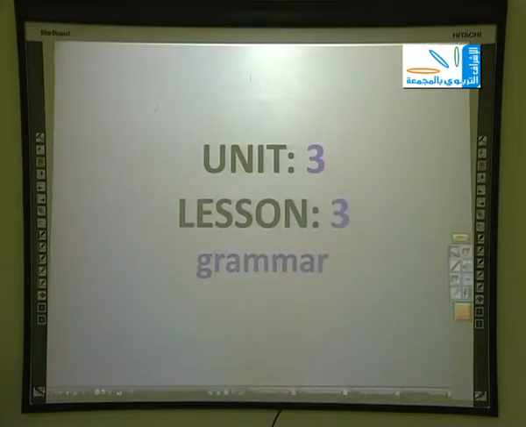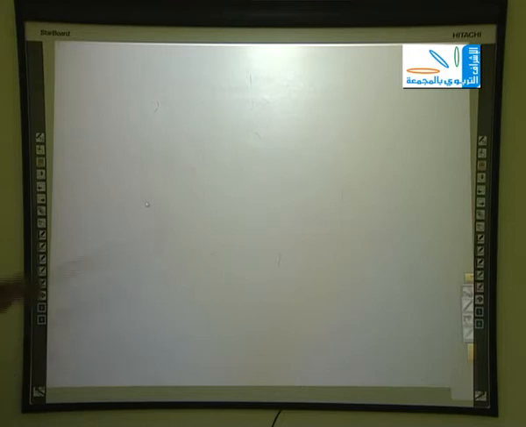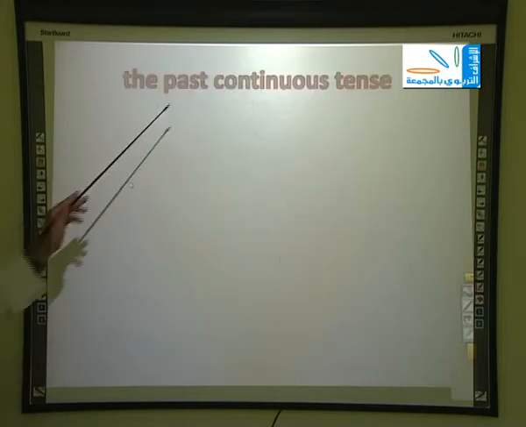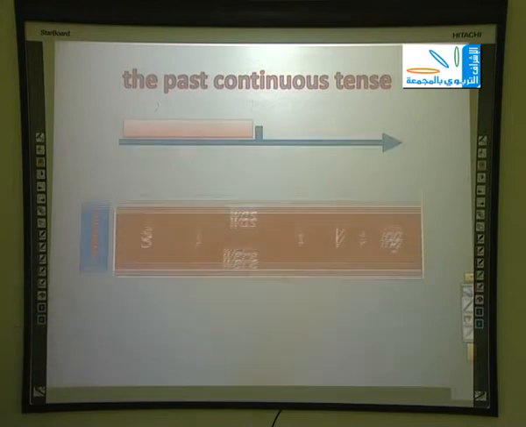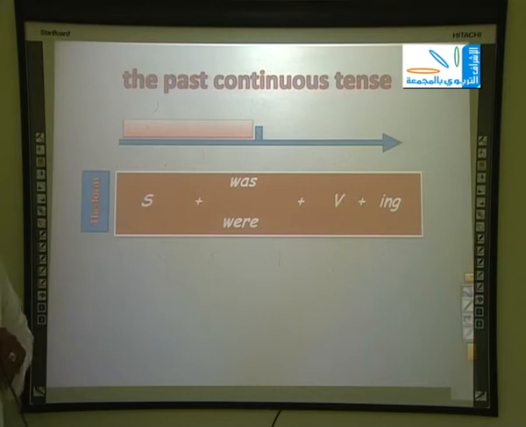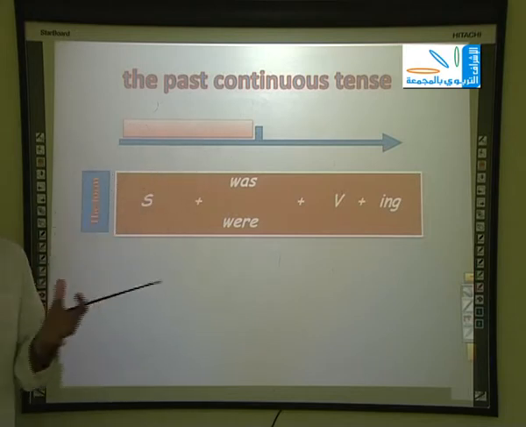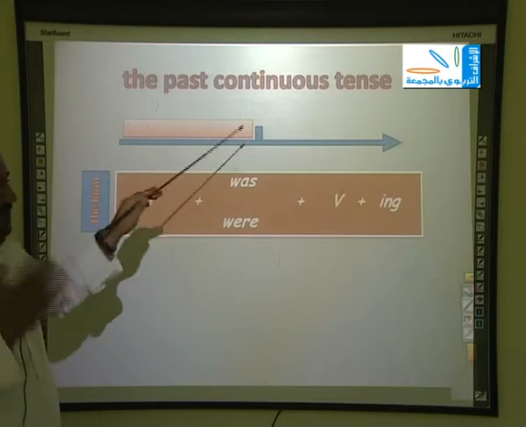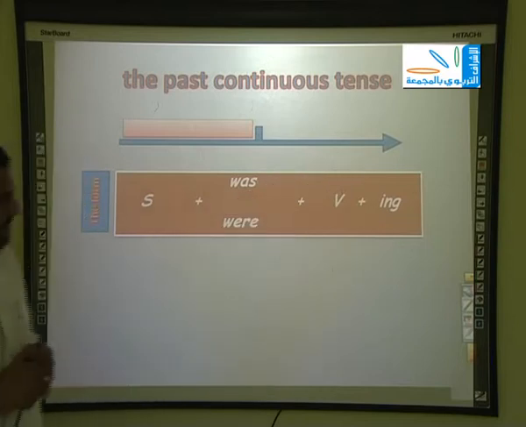on PowerPoint, as you see, Unit 3, Lesson 3, Grammar. The past continuous tense. Look at this. As we see, this is what we call the timeline. This part refers to the past continuous period. This part refers to the present time, or what we call now. But this part refers to the future.